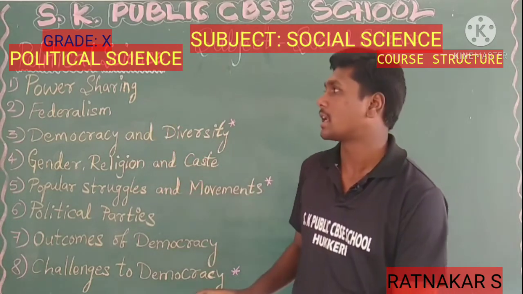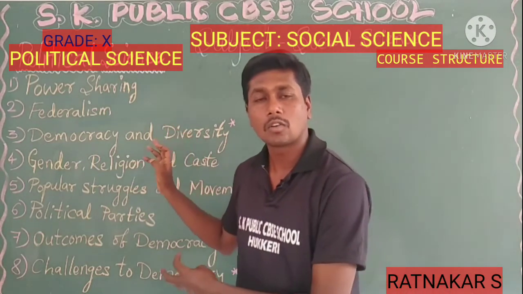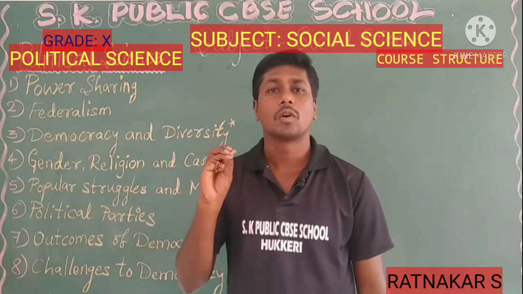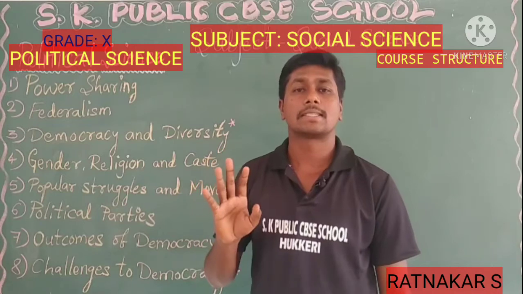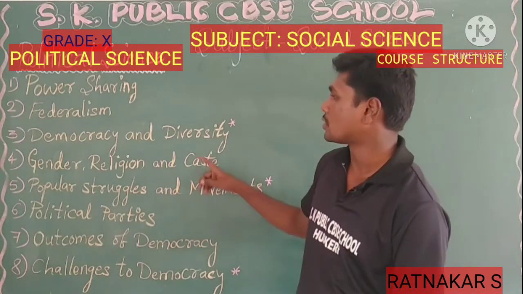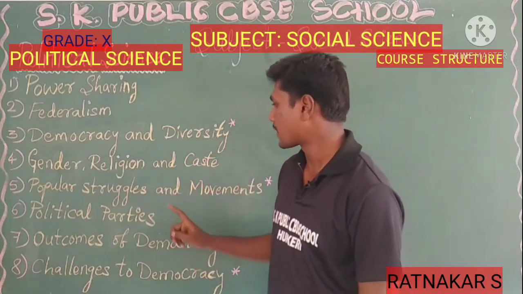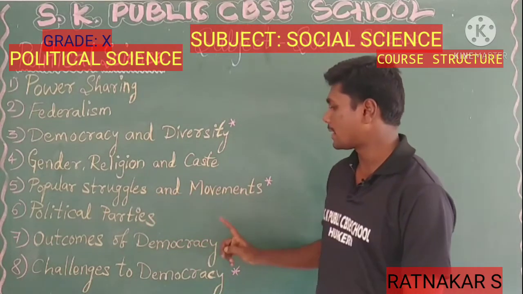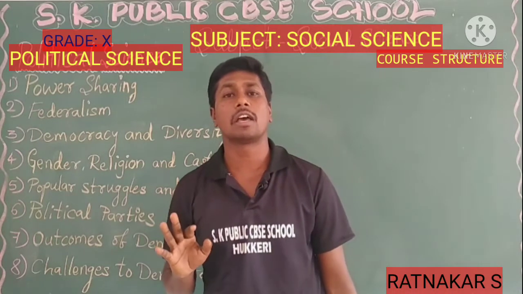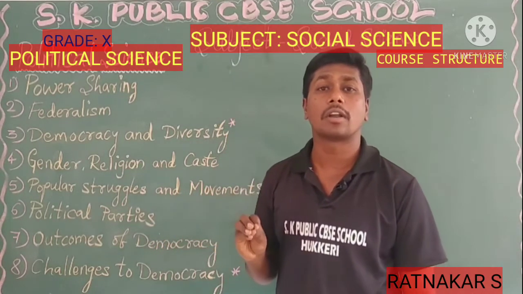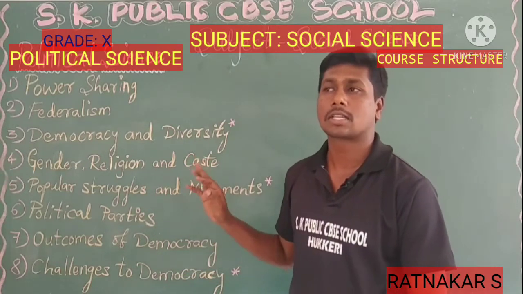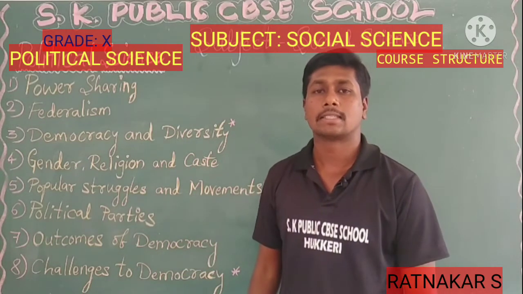In short, there are altogether 8 lessons, and out of these 8 lessons, 5 will be assessed in the board examination. The 3 lessons, democracy and diversity, popular struggles and movements, and challenges to democracy, will be evaluated only in the periodic tests. So this is the course structure of political science.